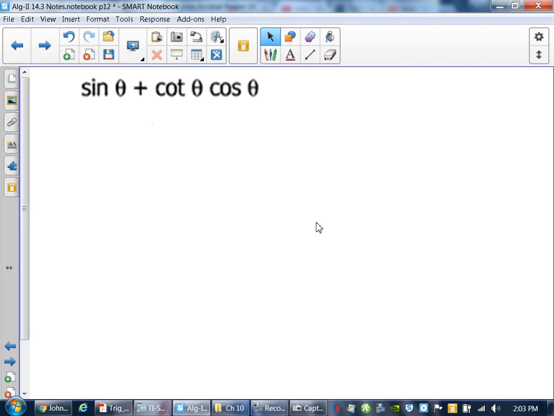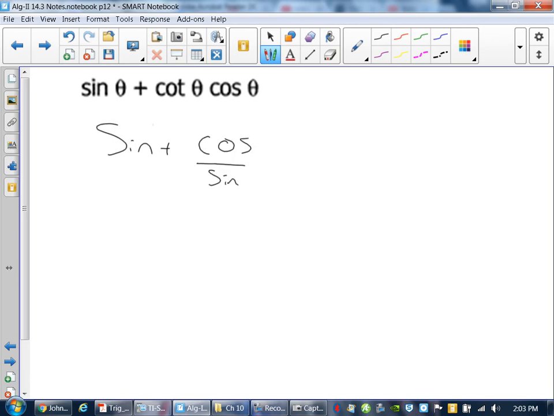So what I'm going to rewrite this out as is sine plus cosine over sine times cosine over 1. Remember, I have the habit of never writing theta or x or anything like that, just because in order for any of this to work, that theta value or that value of x, the angle, always has to be equal. If they're not, it won't work. Plus, I think it just gets too messy. It's already enough letters as it is.